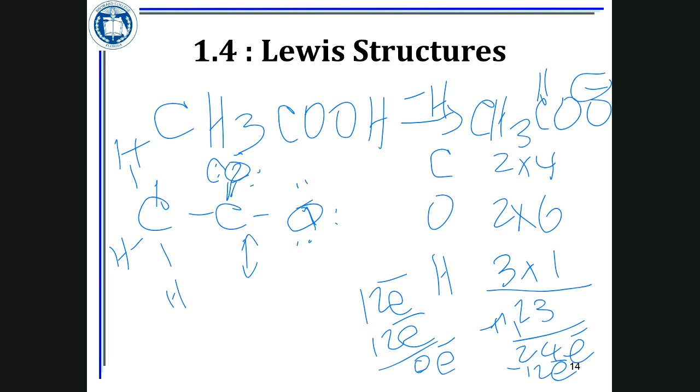So oxygen 2 is giving electrons. What happens with oxygen 1? Oxygen 1 has 3 pairs of unshared electrons, 1 pair of shared electrons. Oxygen 2 now has 2 pairs of unshared electrons and 2 pairs of shared electrons. That's one correct Lewis structure for acetate ion.